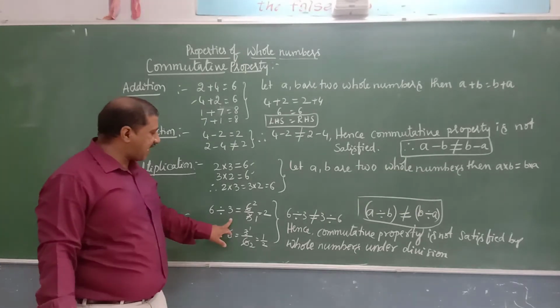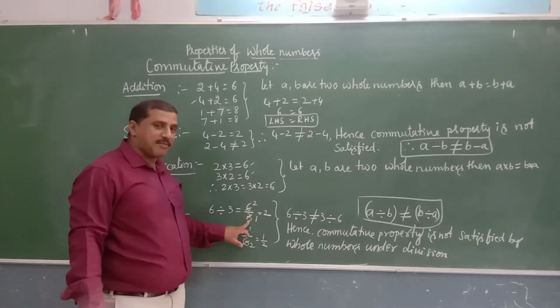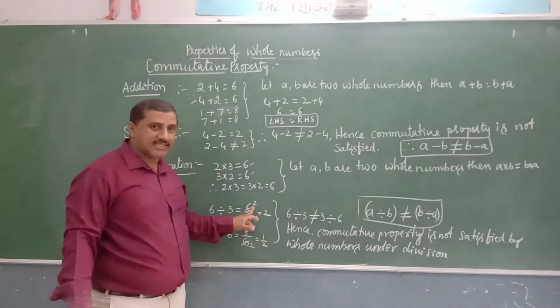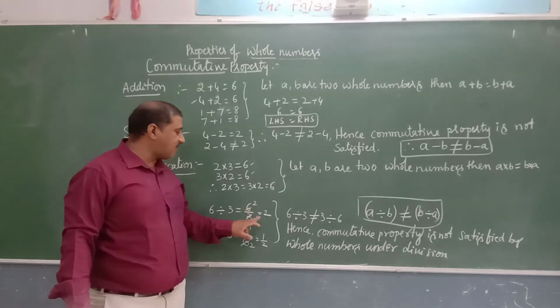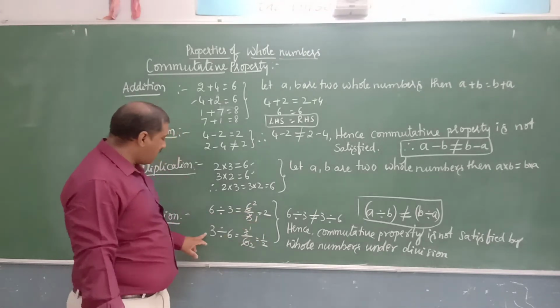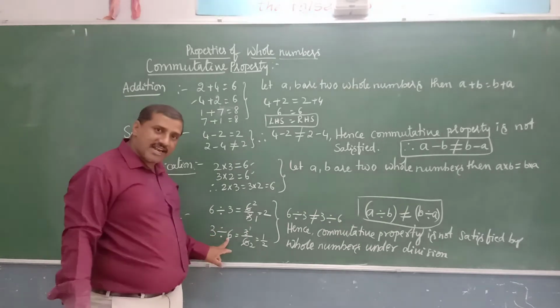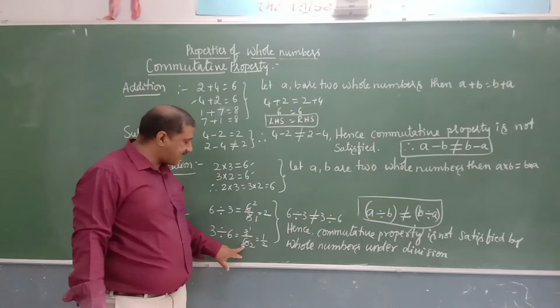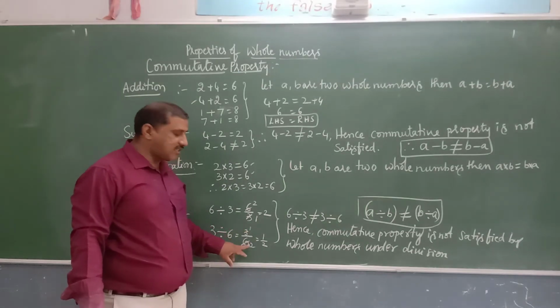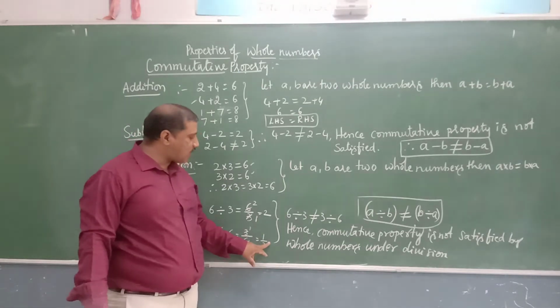6 divided by 3: 3 ones are 3, 3 twos are 6. When we divide 6 by 3, we get quotient 2. Similarly, interchange the numbers: 3 divided by 6, that is 3 by 6. 3 ones are 3, 3 twos are 6, so 1 by 2 is the quotient.